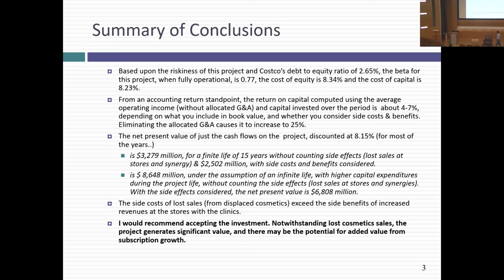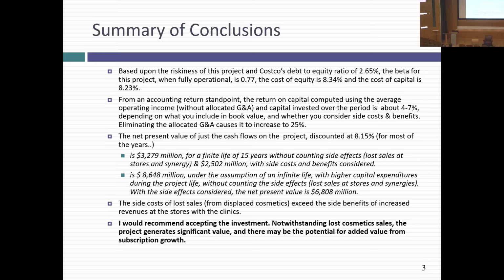So in this case, let me cut to the chase. I computed the net present value, because that's what my decision was going to be based on. The net present value that I got with the finite life of 15 years was 3.3 billion before considering the side costs. I kept the two separate. With the side costs and side benefits, it's really 2.5 billion. So the number you should compare to is the 2.5 billion rather than the 3.3, because it incorporates the side costs and the side benefits.